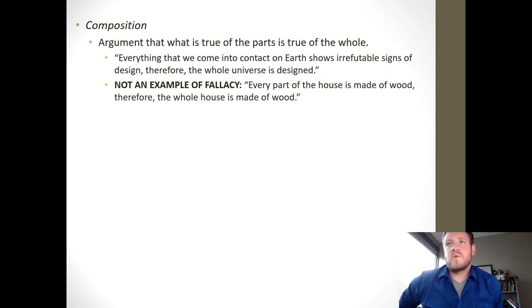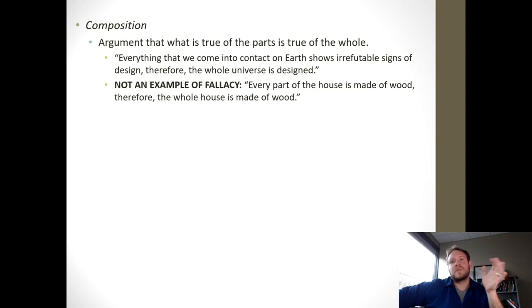But there are some cases where we can make something that sounds like this argument, but it's actually a perfectly fair argument. The difference is that there is no other relevant piece that you need to look at in order to evaluate the argument, right? So every part of the house is made of wood, therefore the whole house is made of wood. Well, if there are no other pieces than that, right? If there are no other characteristics to look at, and literally every single piece of the house is wood, then the whole house has to be made of wood. That has to follow, right?